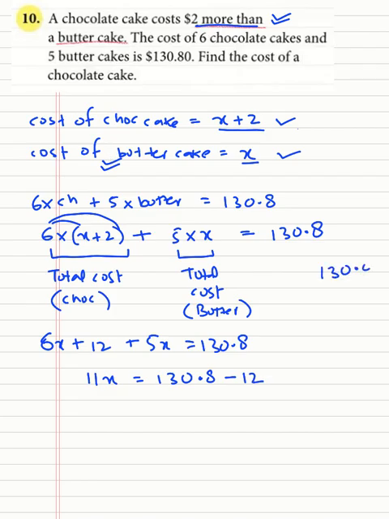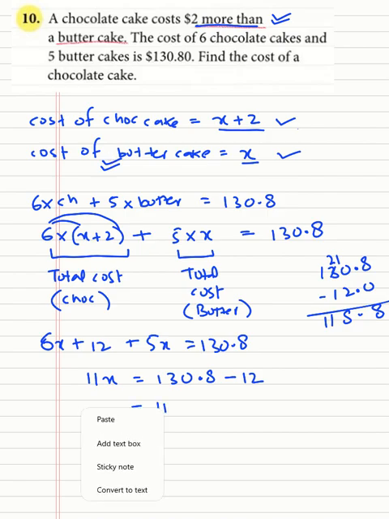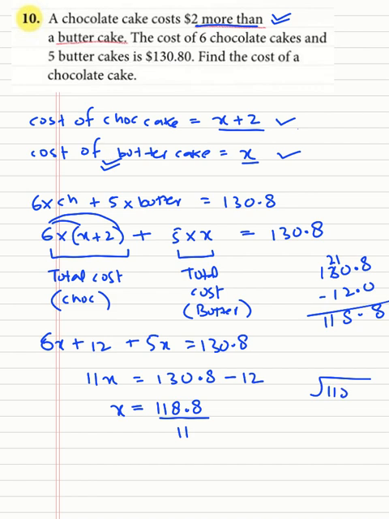So when you subtract 12 from 130.8, it will be 118.8. Now 11 is getting multiplied with x. So when you shift it to the other side, it will go to the opposite side and divide. Now 118.8 is being divided by 11. So how are we going to divide? We will use long division.